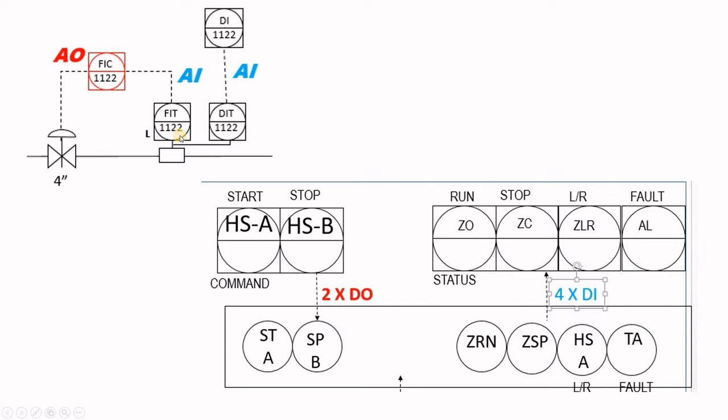If you look at the P&ID, you can define that this is an FIT, this is a DIT. That means I have two analog inputs. I have one analog output from my FIC. I have an MOV, and I know that I have two DOs. You can count four DIs.